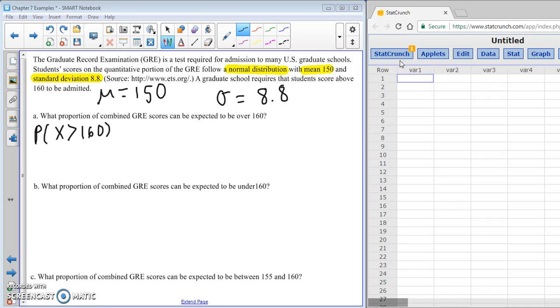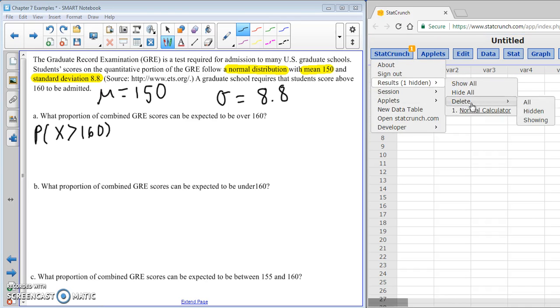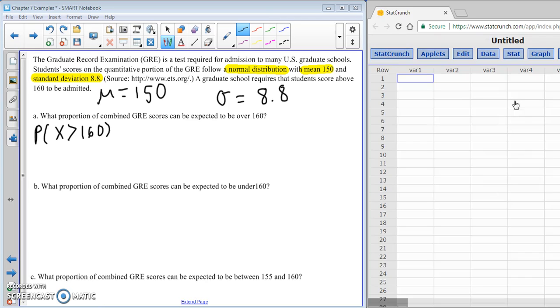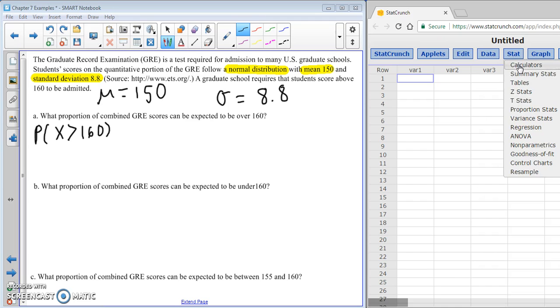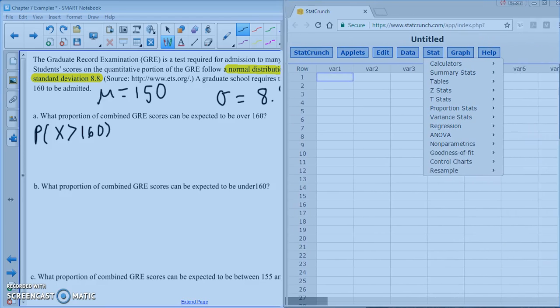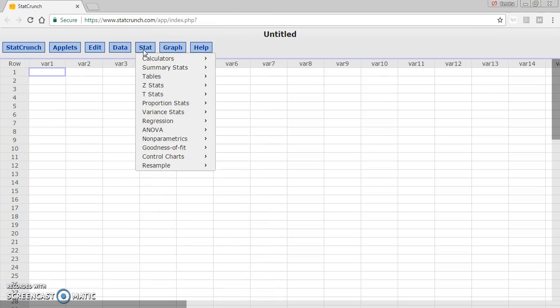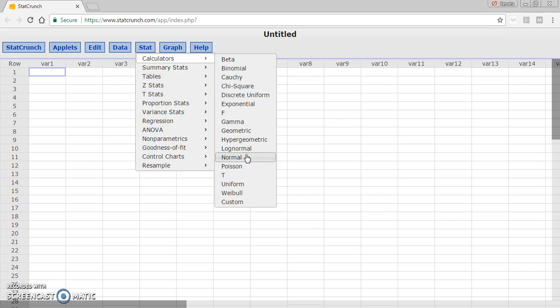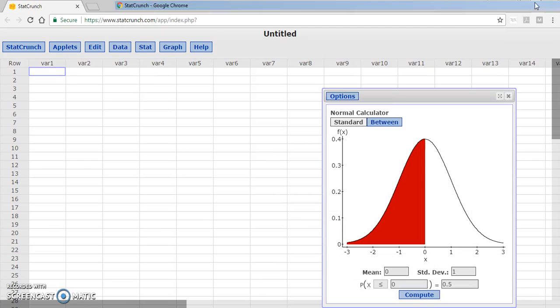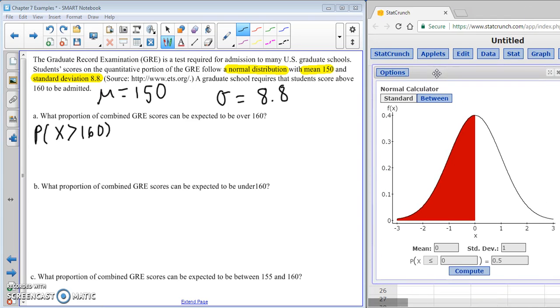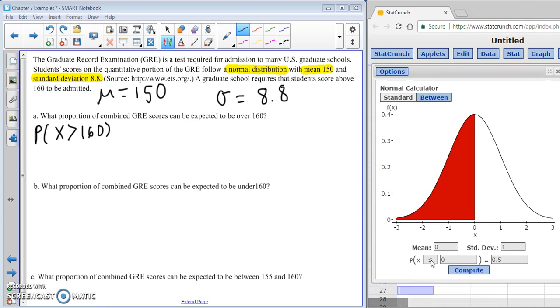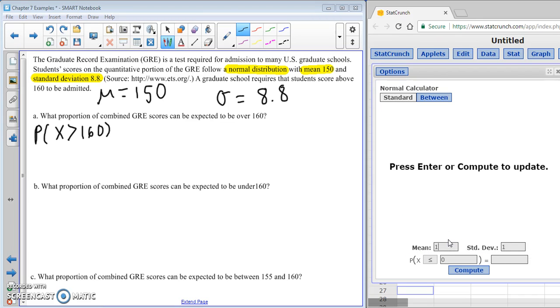So we're going to go into StatCrunch and go to Stat, Calculators, and then Normal. I'm going to slide this over just a little bit. So Stat, Calculators, and then Normal. And so our mean here is going to be 150, and our standard deviation is going to be 8.8.